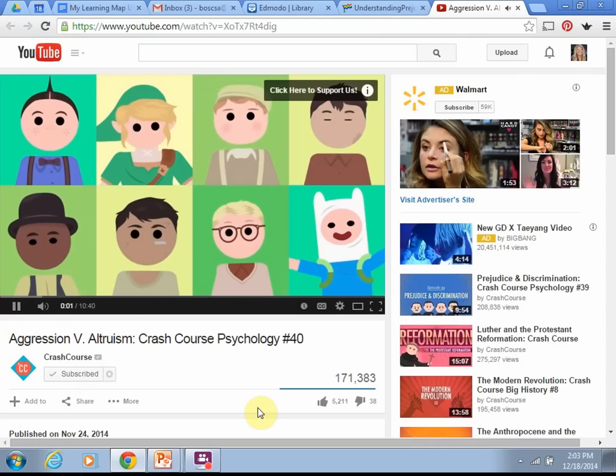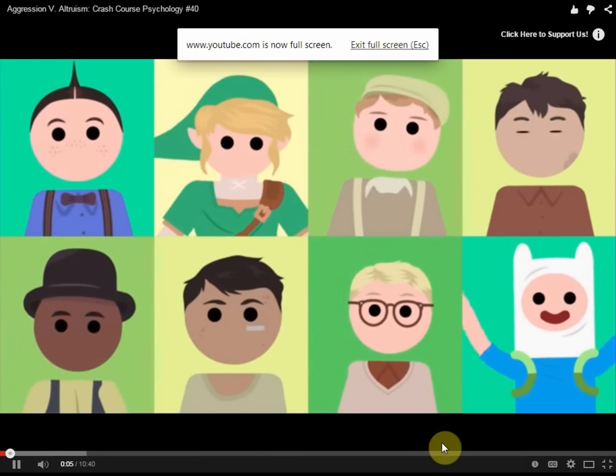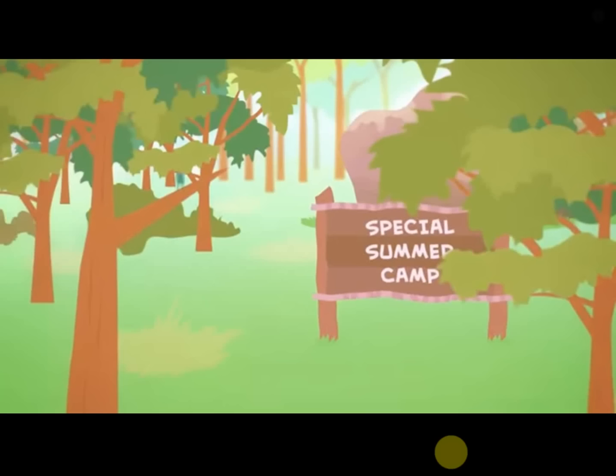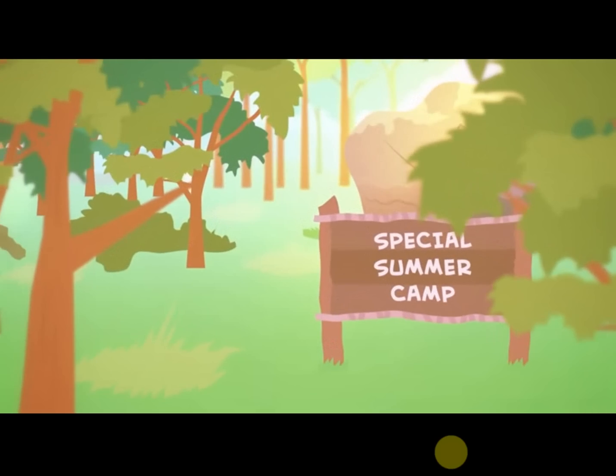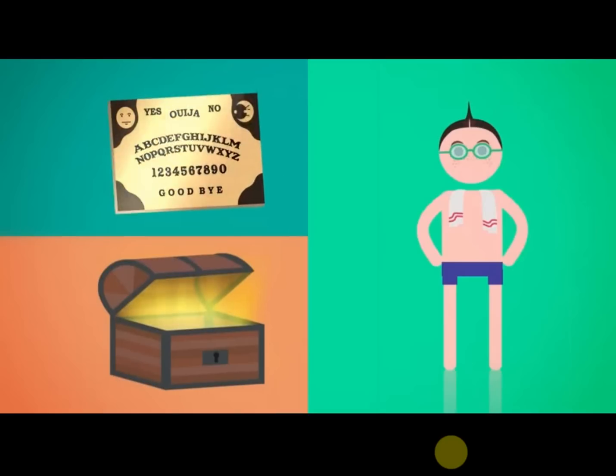Robbers Cave. In 1954, a group of 11 boys, all about 12 years old, were invited to a special summer camp in the deep woods of southeastern Oklahoma, at a place called Robbers Cave State Park. None of the boys knew each other, although they all came from similar backgrounds. They spent their days bonding over things like games and swimming and treasure hunts, and in no time, they formed a tight, friendly group.